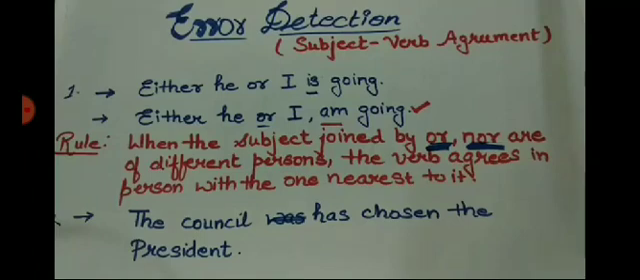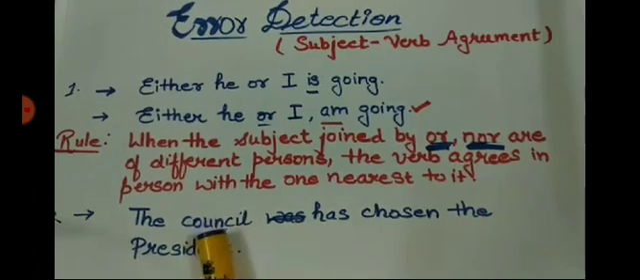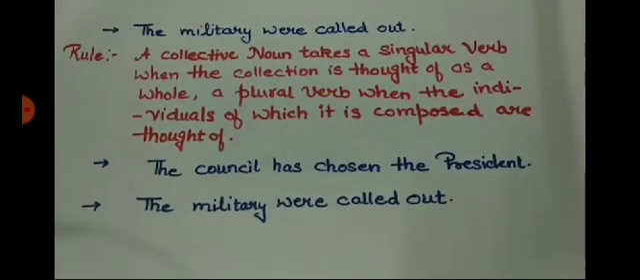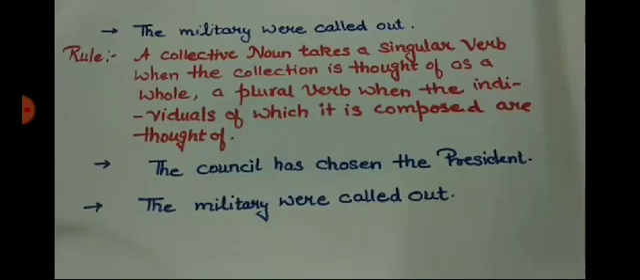Let us move to the second one. Here I have written a sentence, the council has chosen the president. Let me give you one more sentence, the military were called out. Now, the first one is, the council has chosen the president, and the second one, the military were called out. Which one will you consider the correct one? Can you judge? Okay, let me tell you one thing.